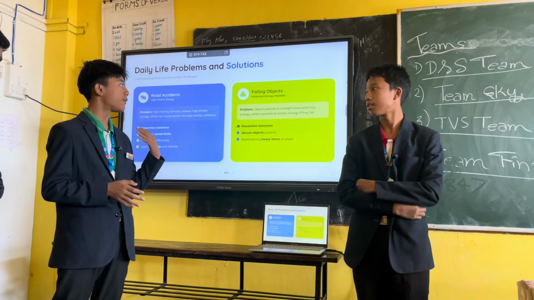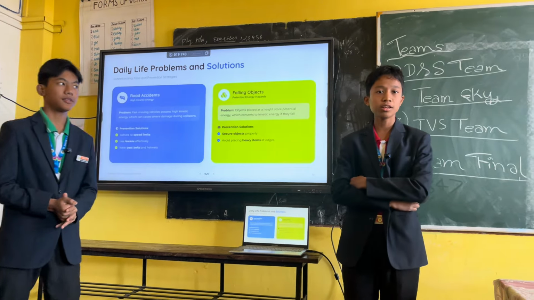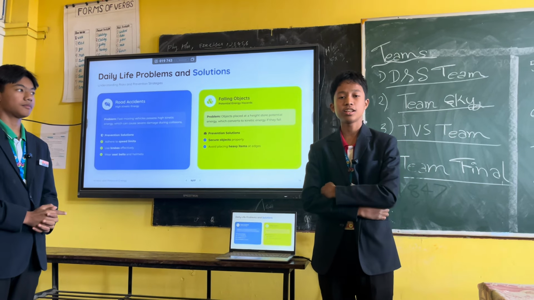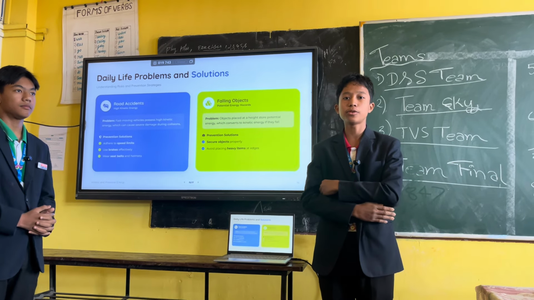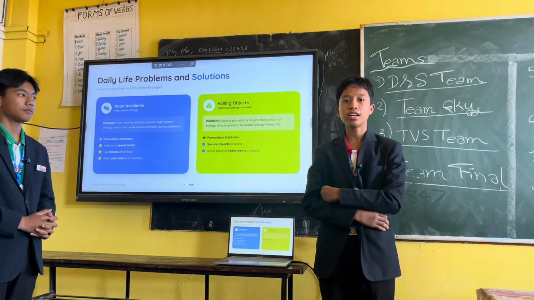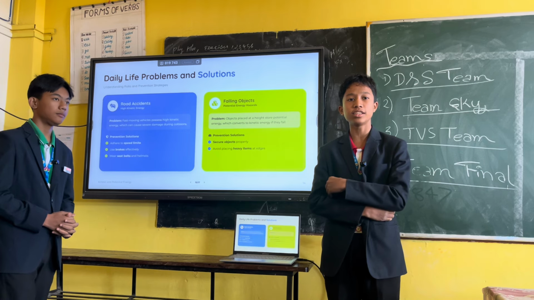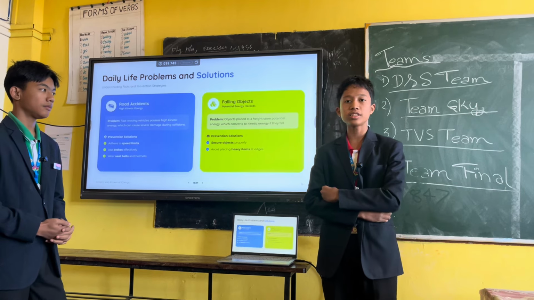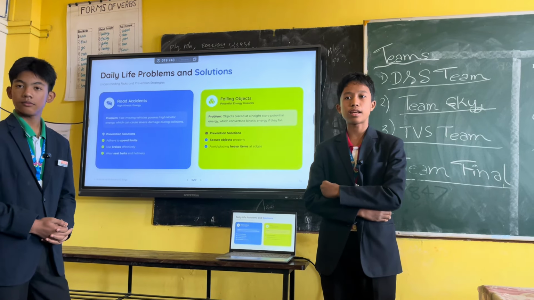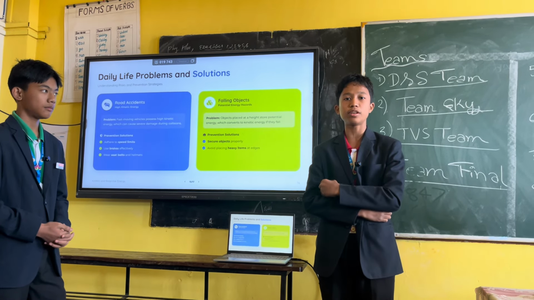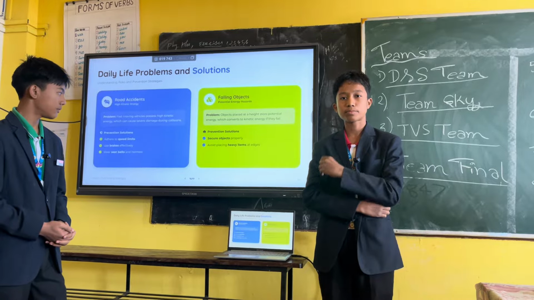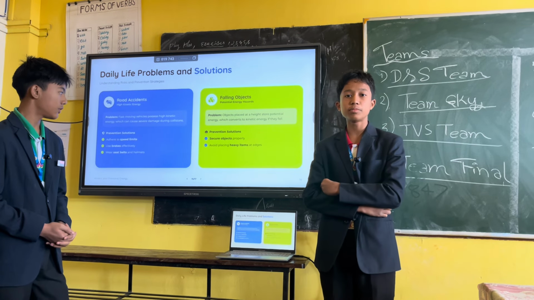Next, the falling objects part will be told by Harshijit. Falling objects are potential energy hazards. Objects placed at a height store potential energy, which converts into kinetic energy when they fall. Preventions and solutions: avoid placing heavy objects at edges, and place objects securely.